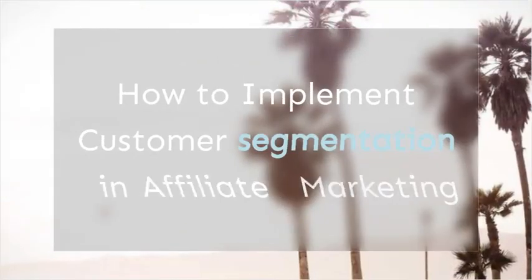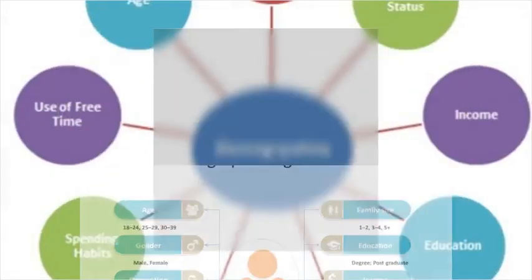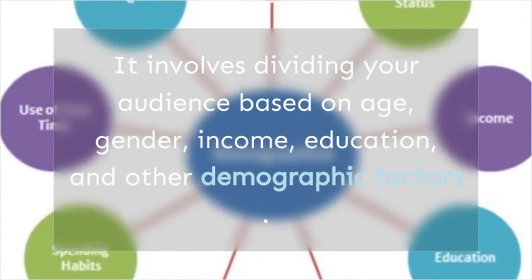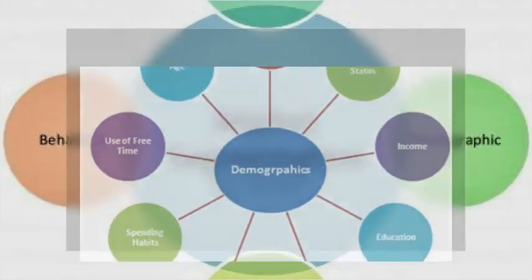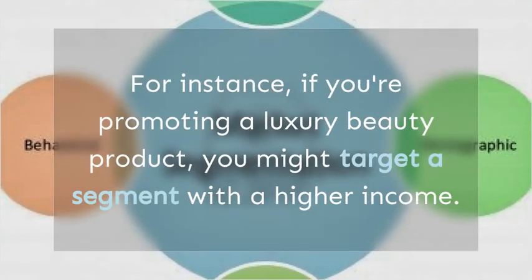How to implement customer segmentation in affiliate marketing. Demographic segmentation. This is the most straightforward type of segmentation. It involves dividing your audience based on age, gender, income, education, and other demographic factors. For instance, if you're promoting a luxury beauty product, you might target a segment with a higher income.